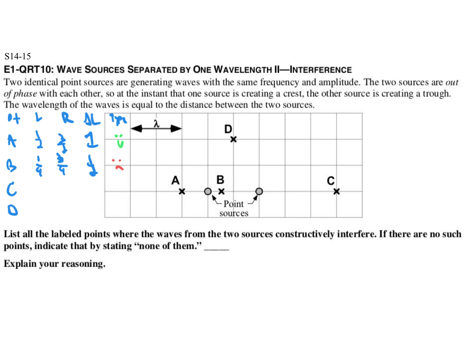If we look at C, C is 1, 2, 3, 4, 5 half wavelengths away from the left source, and 1, 2, 3 half wavelengths from the other. The difference of that is 2 half wavelengths or 1 complete wavelength. That is also constructive interference.